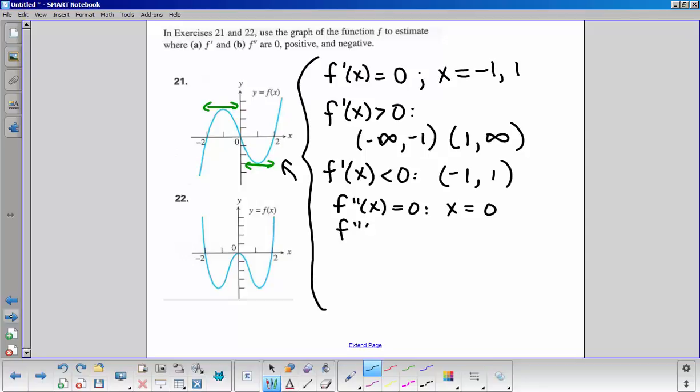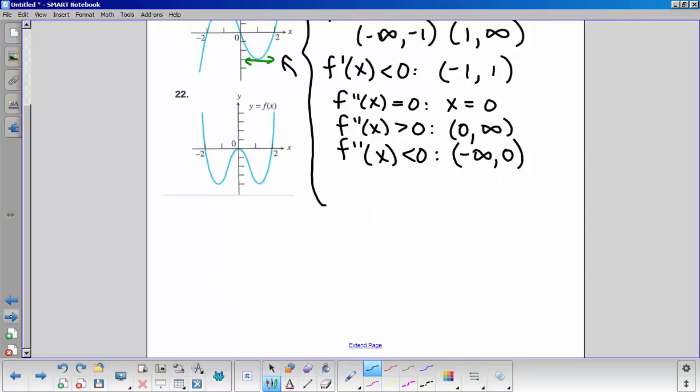And then f double prime of x is greater than 0. That means it's concave up from 0 to infinity. Good. F double prime of x is less than 0, which means it's concave down from negative infinity to 0. You follow that? You're just looking at the graph and making conjectures. All right, so that's for 21.